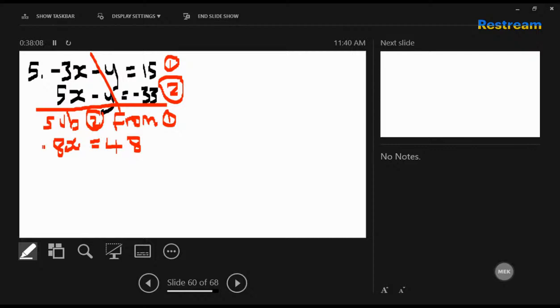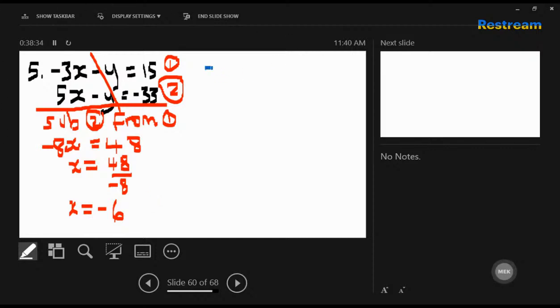This should be a negative 8x. So x is equal to 48 divided by negative 8, which is negative 6. All right, so we have solved half of our equation. x is negative 6. Now we need to plug that into one of the other equations to solve for y.